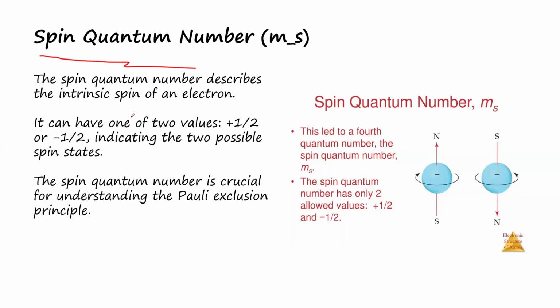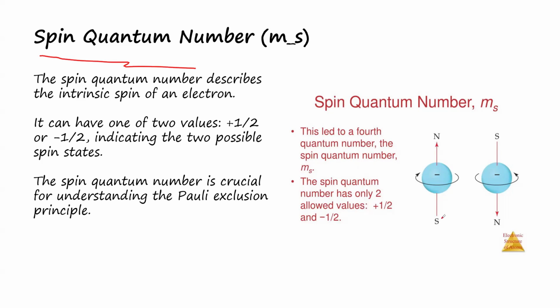So the next one is the spin quantum number. The spin quantum number describes the intrinsic spin of an electron. It can have one of two values, +½ or -½, indicating the two possible spin states. It can have a positive value and it can have a negative value. The spin quantum number is crucial for understanding the Pauli exclusion principle. What the Pauli exclusion principle states is that no two electrons in an atom will have the same values for all four quantum numbers. I'm coming to that. For the spin quantum number, we have ms. This leads to the fourth quantum number. The spin quantum number, ms, has only two allowed values, +½ and -½.